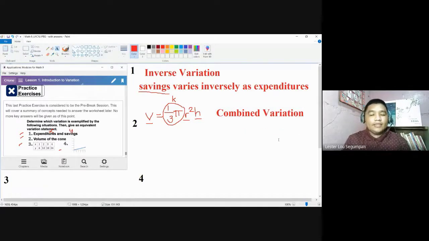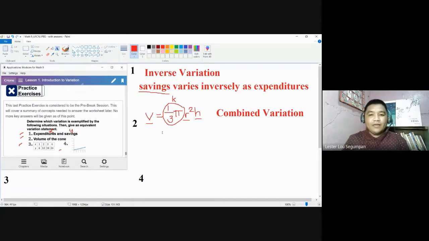Because it is actually a combination of a direct square variation and a direct variation here. Combined variation is a type of variation which combines inverse, direct, square, and joint variation. So this is a combined variation. How do we come up with its variation statement?